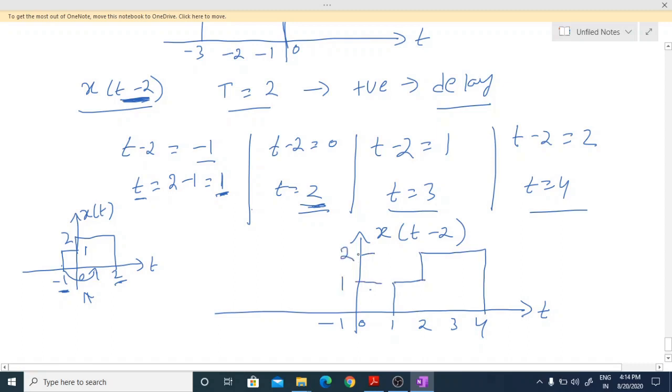Here the amplitude does not change, but the time will be modified, simply shifted towards the right side or left side. If the signal is shifted towards the right side, the signal is called delayed, and if the signal is shifted towards the left side or negative side, the signal is called an advanced signal. So these are the two things in our time shifting operations.